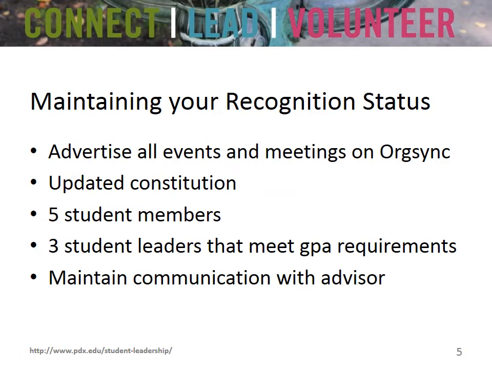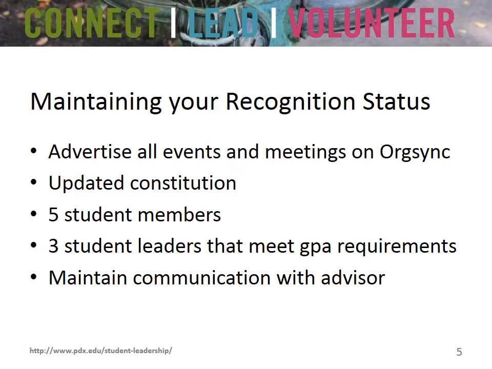In order to maintain your recognition status as a recognized student organization in SALP, and to be re-recognized next year, student organizations need to advertise all events and meetings on OrgSync in the Events tab. You can even create a recurring event for your weekly meetings. Groups also need to make sure there is an updated constitution uploaded under the Files tab on OrgSync.